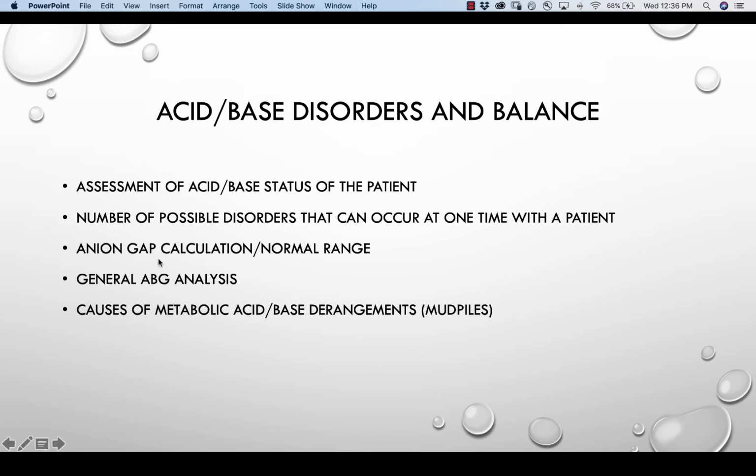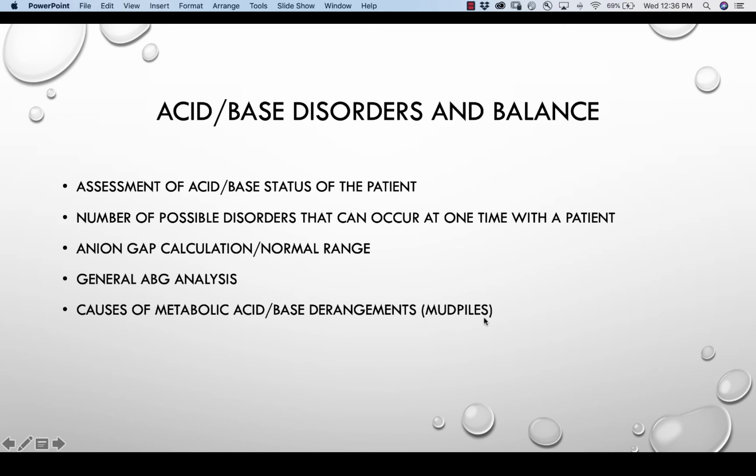So know the finite number of possible disorders that can occur at one time with a patient, the anion gap and the normal range. So remember we said the normal range, we're saying 12 plus or minus 4. So think about it within that range. And you'll have 4 options for that, so it should be fairly obvious. General ABG analysis, so you're going to classify the state of compensation, the derangement, and the degree of hypoxia. And then the causes of metabolic acid-base derangement.